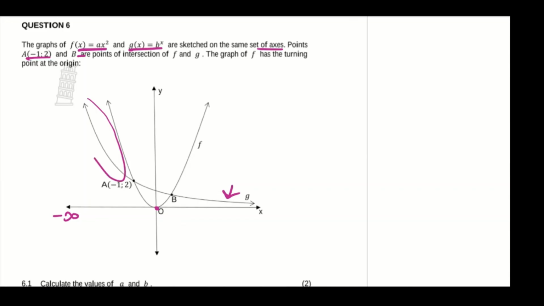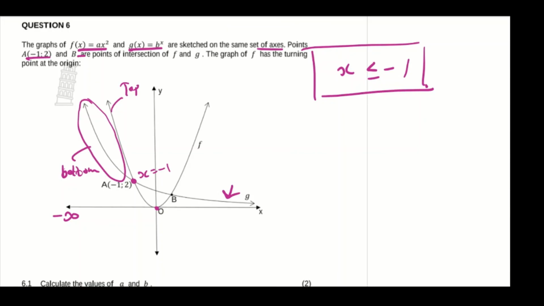If we check here, the g of x is bottom, and the f of x is top, right? So when that happens, let's just use this one. Yes, there are many ways to solve this, but let's use this point here. Here x is equals to minus 1. So when x is less than or equals to minus 1, g of x is less than f of x. So you can simply write this as your solution for this problem here, and then you'd be done.